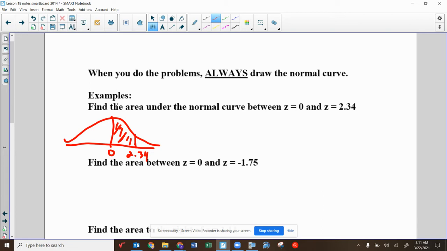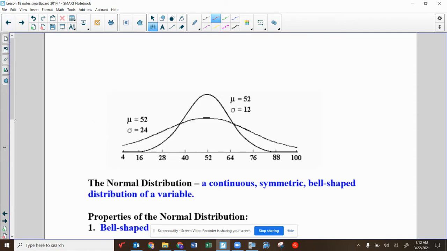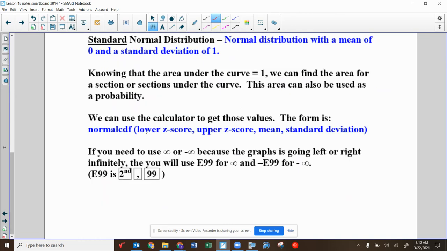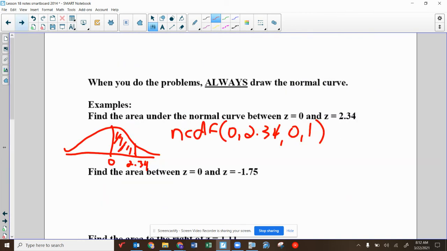Okay, the mean right here, this line here in the middle would make the graph 50% on the right and 50% on the left. So we know we're going to get an answer that's less than 50%. Question is how much less. So we are going to do normal CDF from 0 to 2.34 with a mean of 0 and a standard deviation of 1. So that's the order that you do these things in here. You do the lower bound, the upper bound, the mean, and the standard deviation, which was spelled out right here on the previous page.